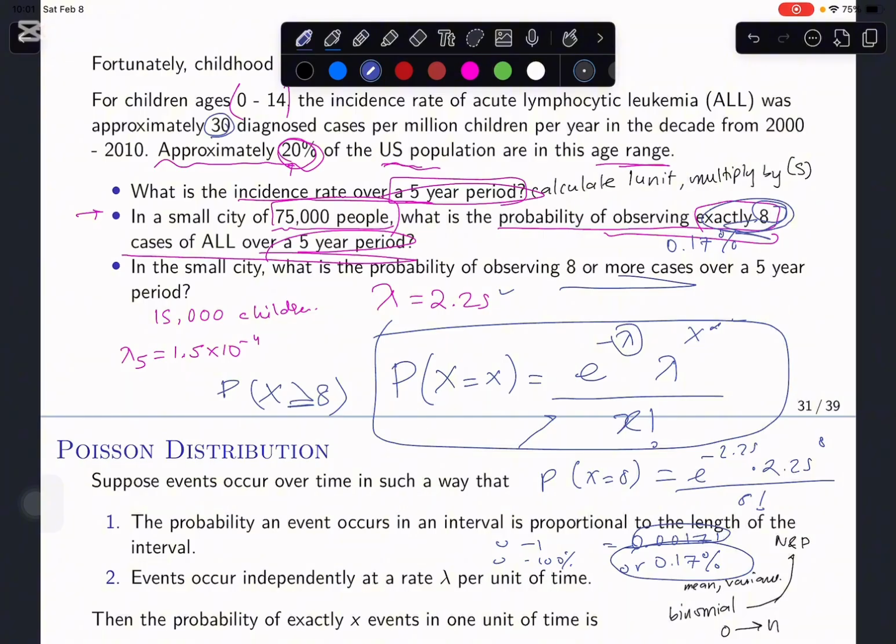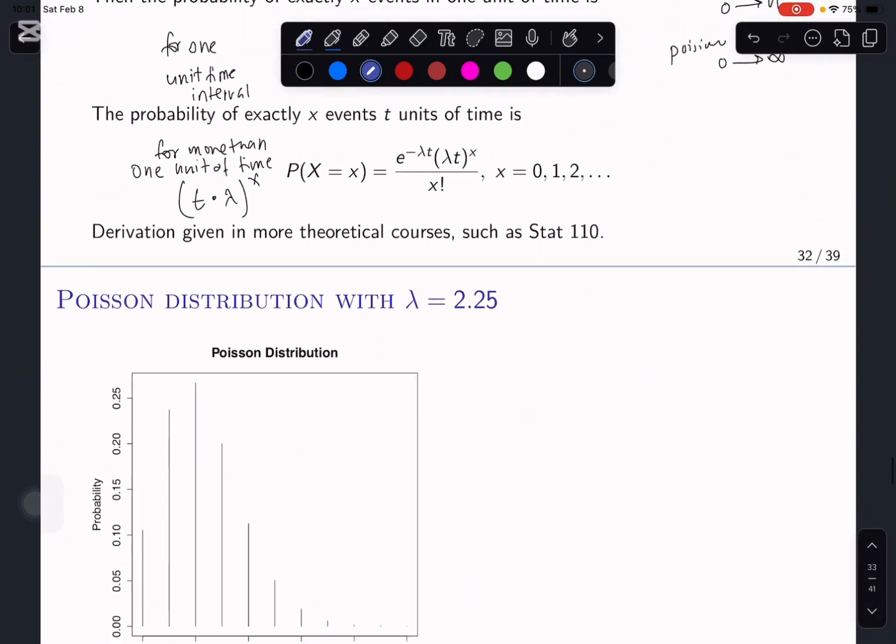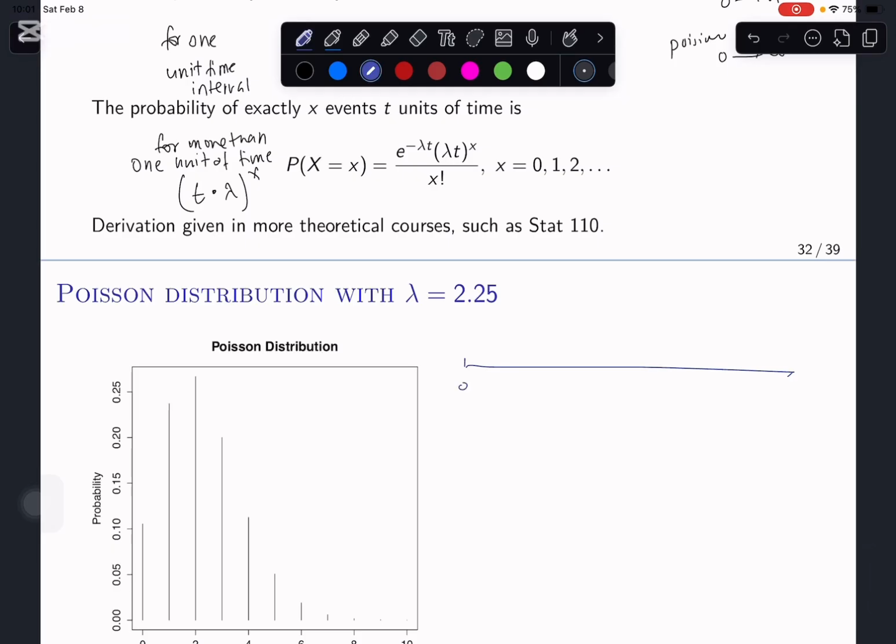Am I going to calculate from 8 to 30? That's too much. It's easier to calculate from 0 to 8. Like I was saying, 0 to 30. They want to know from 8 or more. So with 8 or more, the most you can reach is 30. So they want to know this probability.